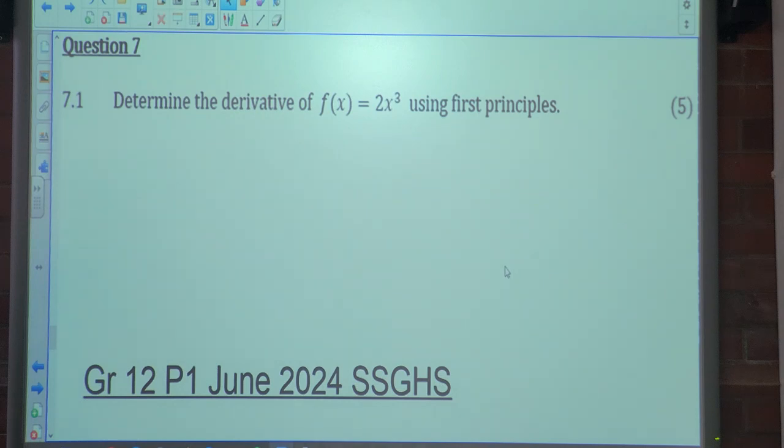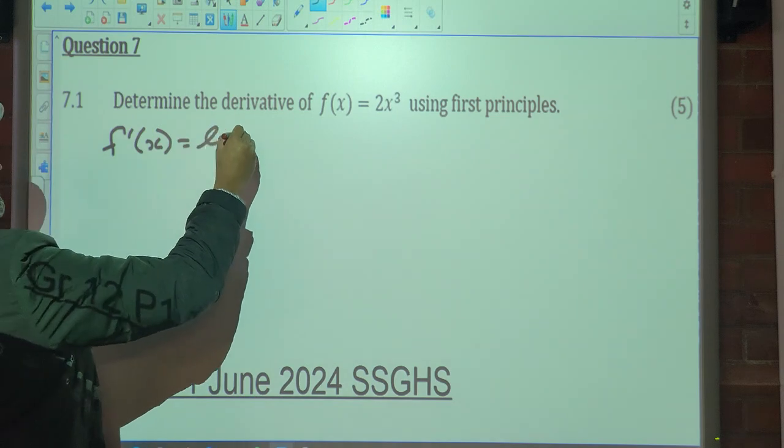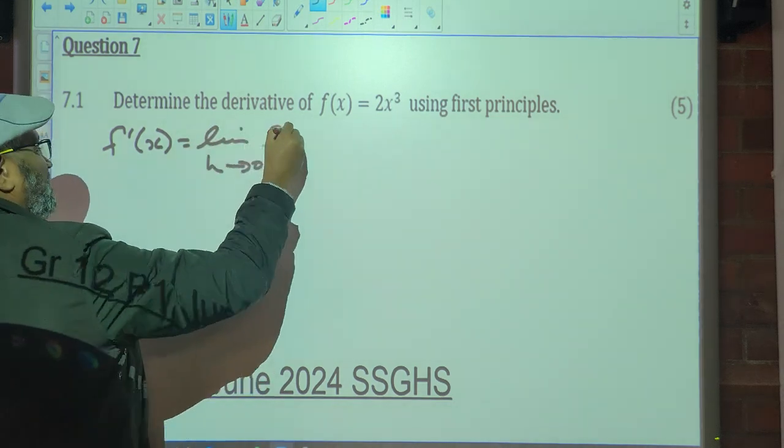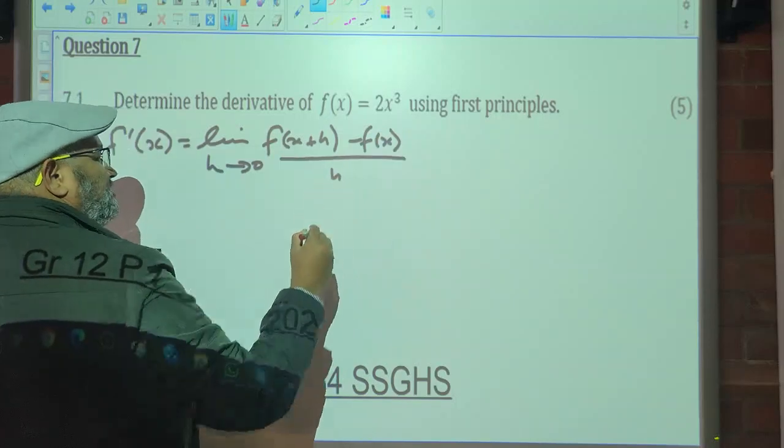Determine the derivative of f of x equals 2x cubed using first principles. By definition, we know the formula is f prime x equals the limit as h approaches 0 of f of x plus h minus f of x, all over h.